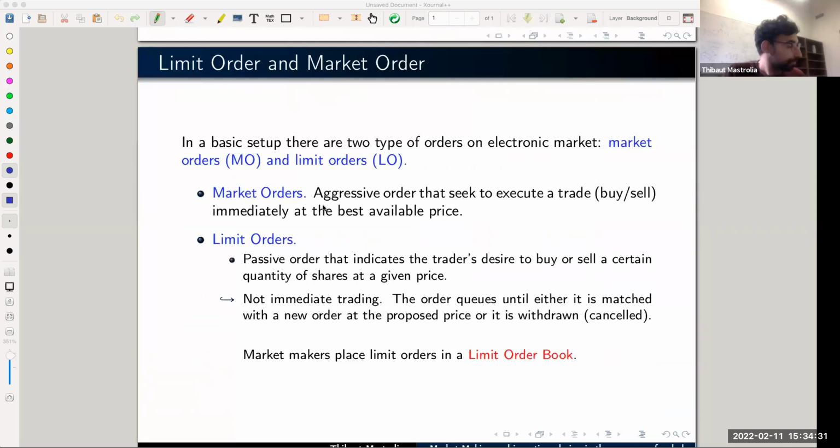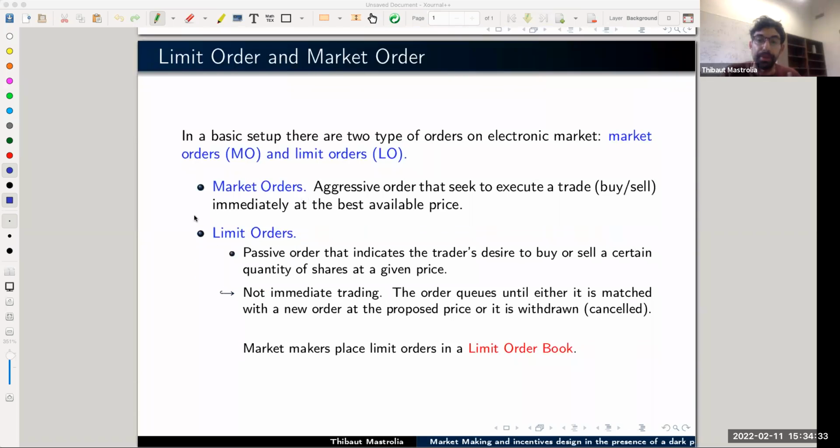First, I will describe the financial markets that I will study in this talk. I will consider two types of orders: limit orders and market orders. As a reminder, in a basic setup we have these two types. Market orders are aggressive orders. They are sent by investors on the market and seek to be executed immediately at the best available price.